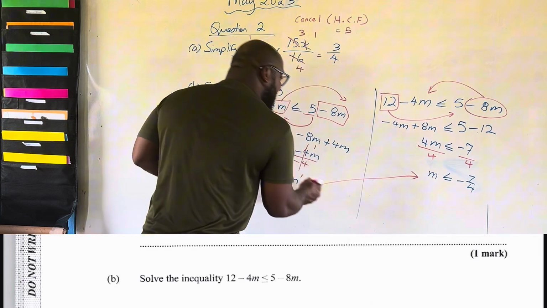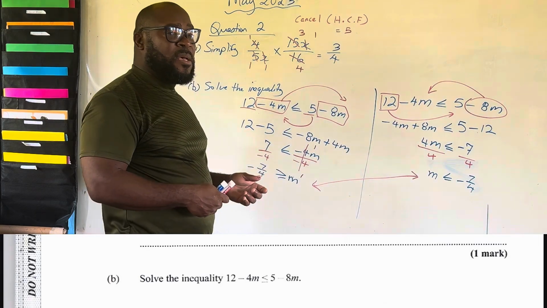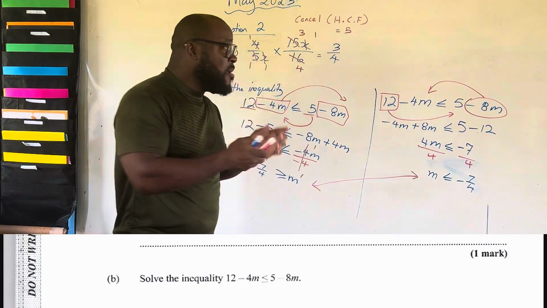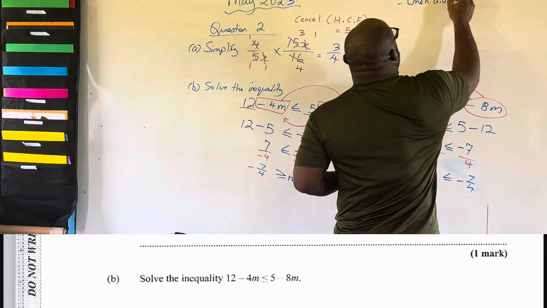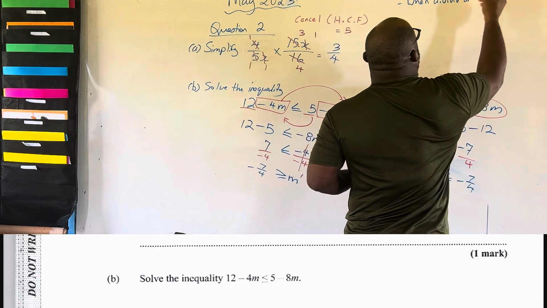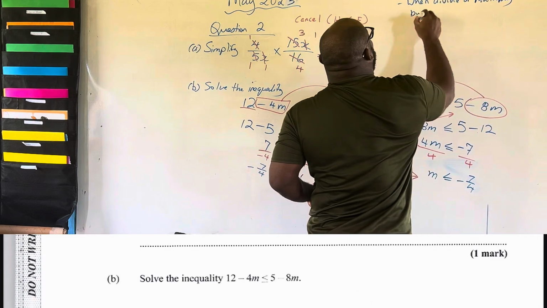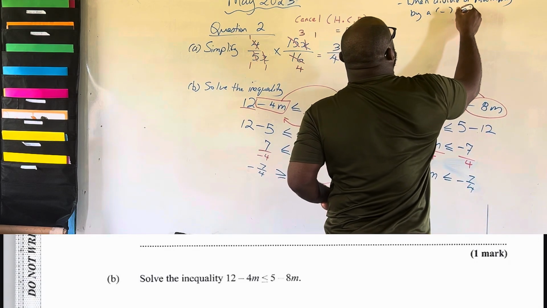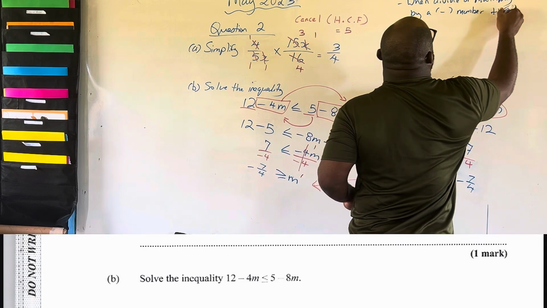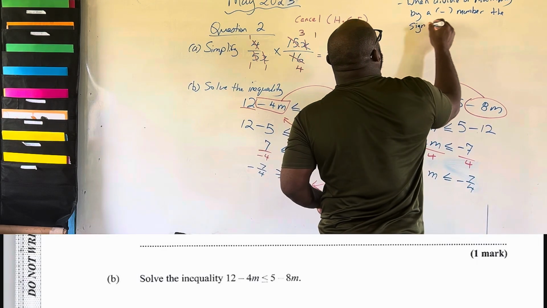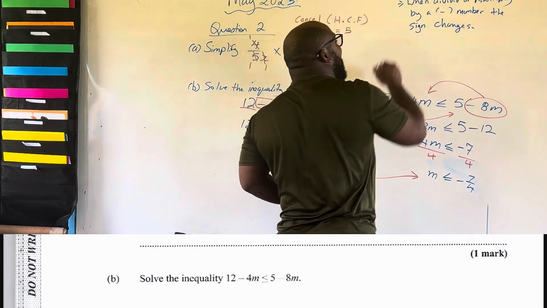So the only difference between an equation and an inequality is that you have to remember that when you divide or multiply by a negative number, the sign changes. Okay? Please, from today, don't forget that.